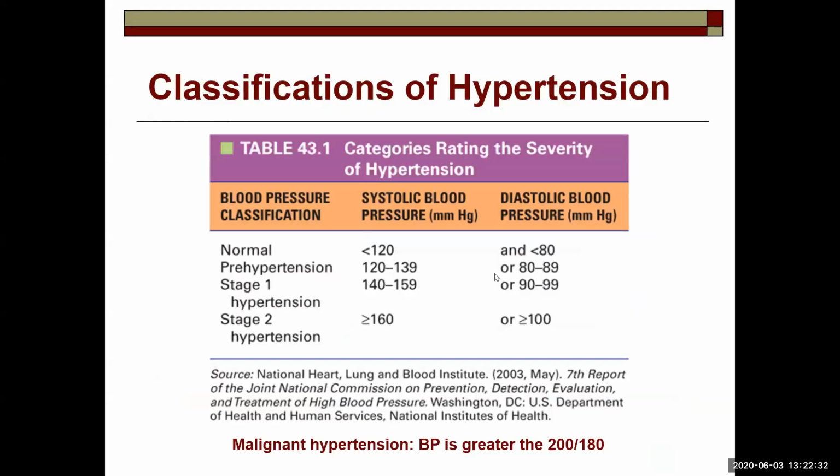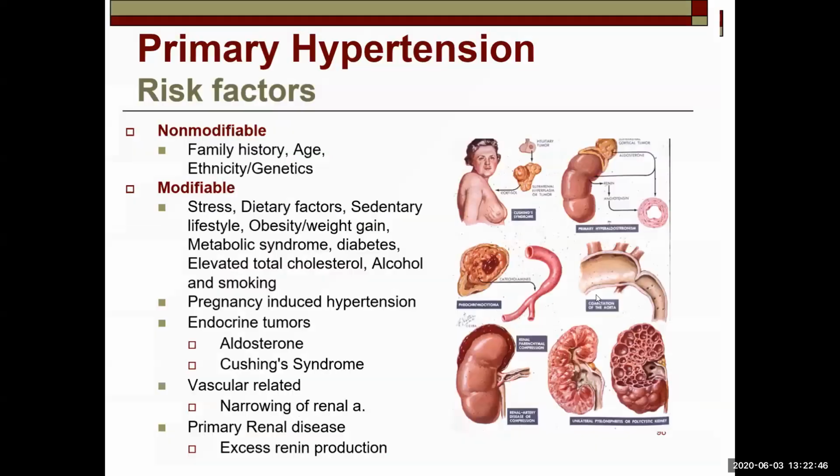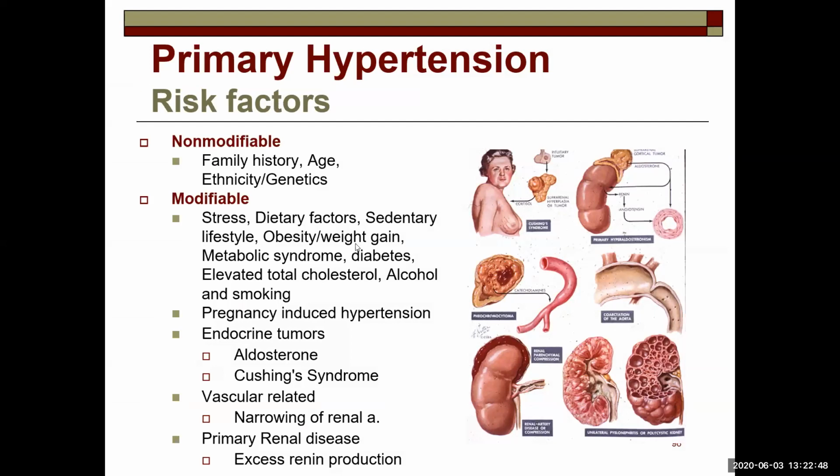The angiotensin. So the different types of blood pressure: you can have mild, pre-hypertensive, hypertension. Malignant is greater than 200. We discussed that when we talked about antihypertensive drugs. So when you have primary hypertension, what is this? Primary hypertension is of unknown etiology. We don't know why, but we can blame it on all these things here.